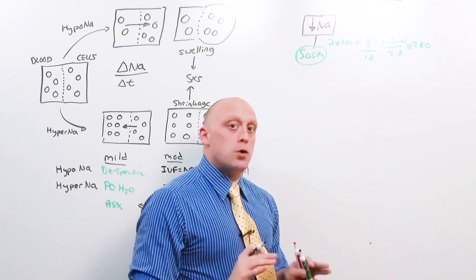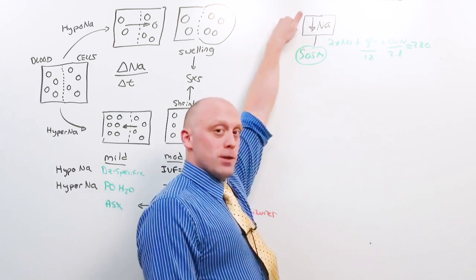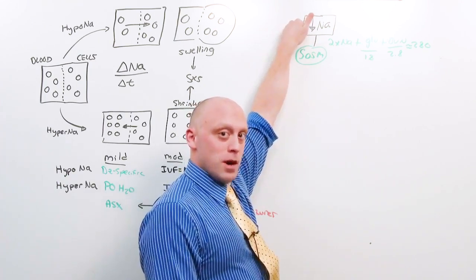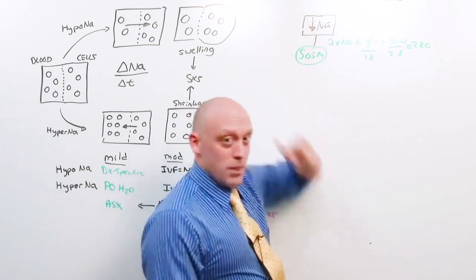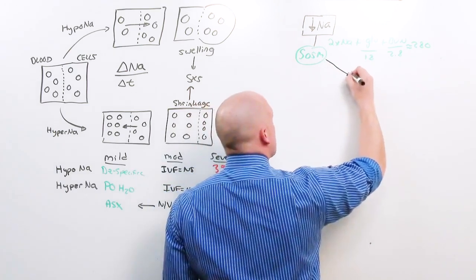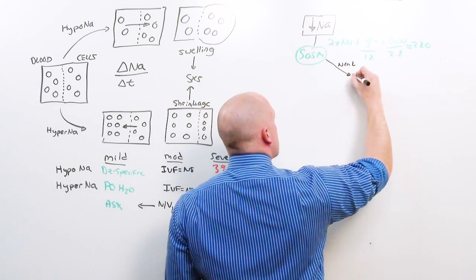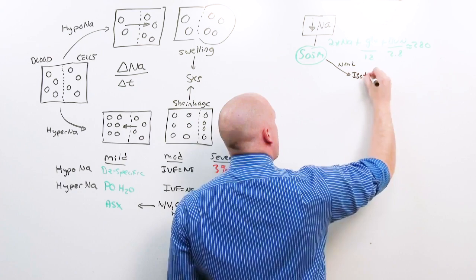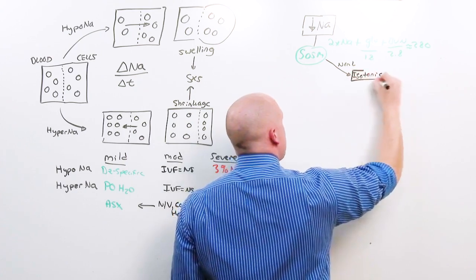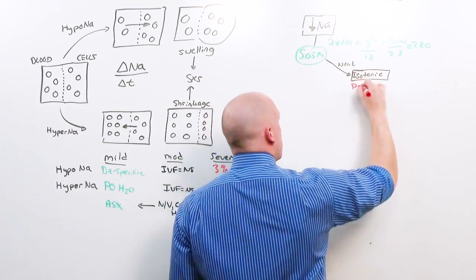So let's talk about what happens when you think there's hyponatremia. You think they're hypotonic, but they're not. In one instance, you check the serum osmoles and they're normal. This is considered isotonic hyponatremia. This is also referred to as pseudo-hyponatremia.